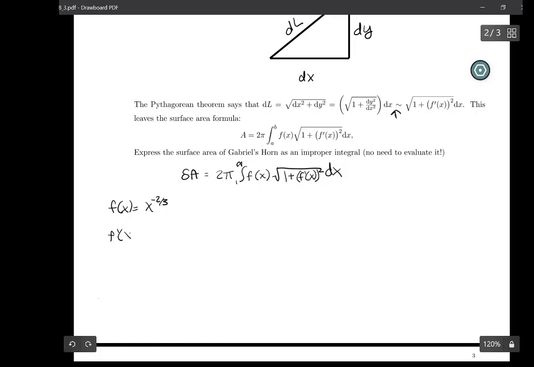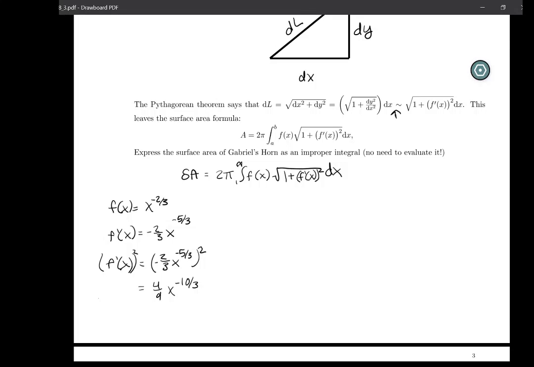F prime of x then is negative 2/3 x to the negative 5/3, right? We need to do f prime of x squared for our formula. So that's negative 2/3 x to the negative 5/3 squared, which is 4/9 x to the negative 10/3, right?